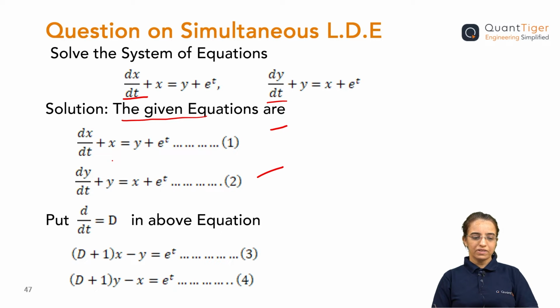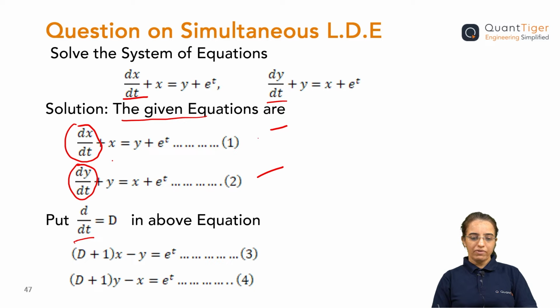Now the very first thing is this dx by dt, I don't need it here, meaning whatever differential terms are there, I don't want them. I just want to get away from that. So what I will do is substitution. For d by dt I will do the capital D substitution in both of these equations.